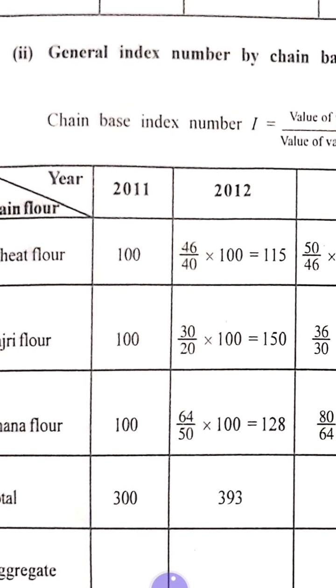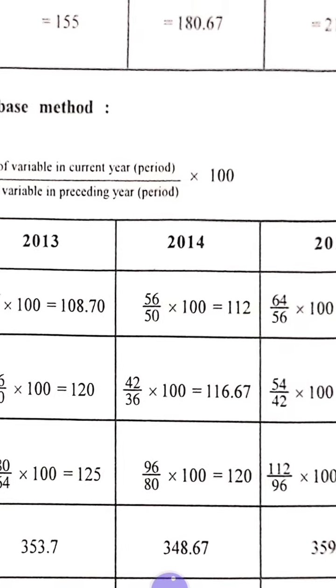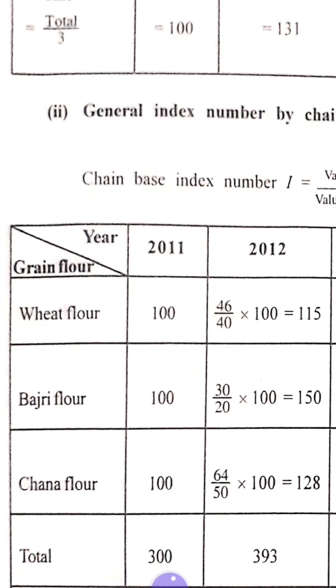Again 46 of 2012 we are taking in the numerator. Now what is the price in the preceding year? The price in the preceding year is 40 and that's why we are taking 40 in the denominator, multiplying by 100, you are getting 115. Come to year 2013. Now 2013 is our current year. That particular price we are taking in the numerator. Now what is the price for the previous year? You would find it is 46 actually, and that 46 we are taking in the denominator. Multiplied by 100, you will get 108.70. That is how you do it for 2014 and 2015 also, and that is how for wheat flour you will get the index number.